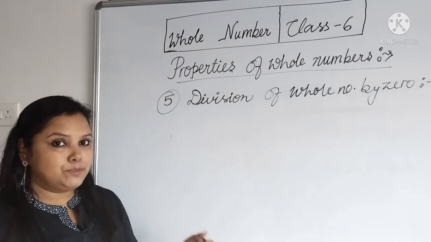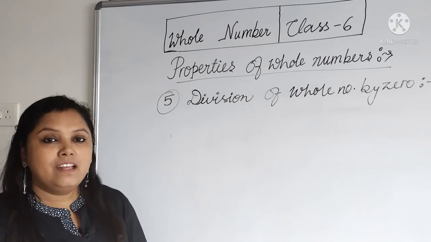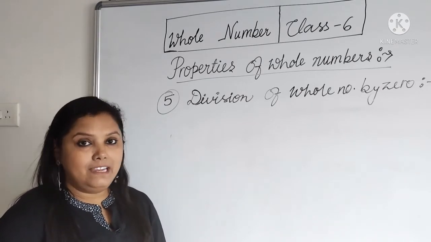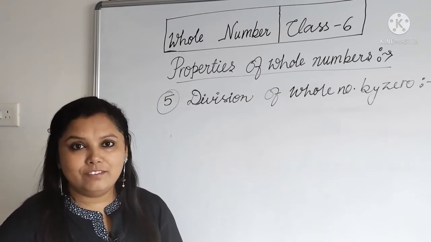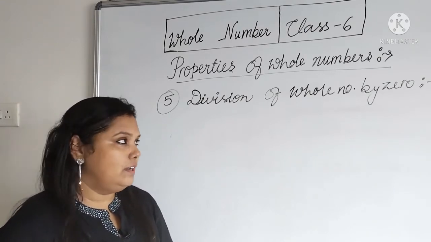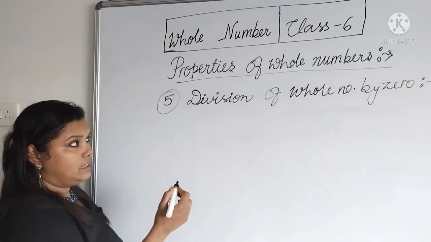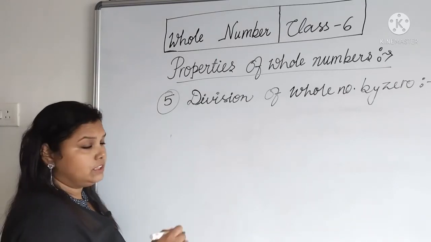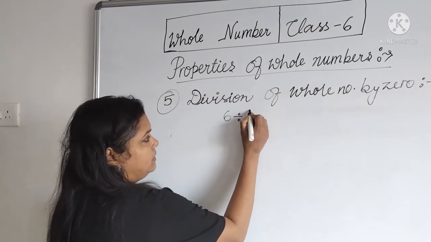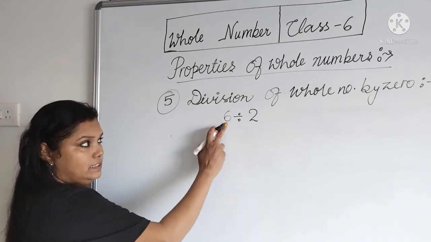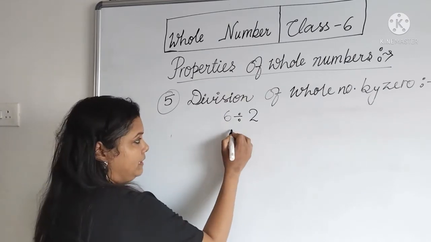Okay, the next property is division of whole number by 0. Now when we will divide any number by 0, then it is not defined. That means it does not exist. Let's see what is division actually. It is a repeated subtraction. So let's take this example. I'll try to divide this 6 by 2 by repeated subtraction method.